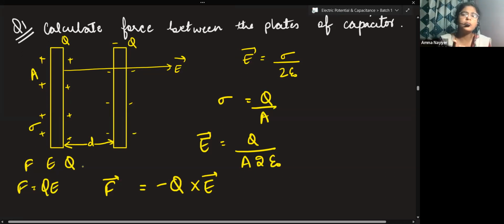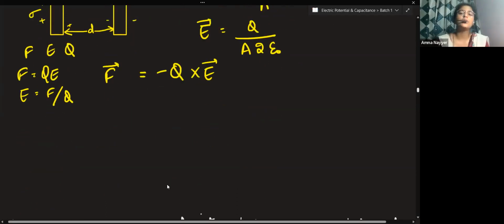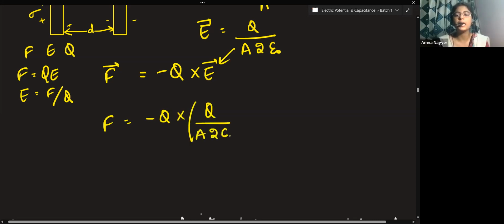This I think we all have done. Remember the formula of electric field I told you, force by Q. If you are able to recall it, so force will be equal to what? Put the formula of electric field from here. It will be minus Q multiplied by what? Q by A times 2 epsilon naught. So the formula of force you get is minus Q square by 2A epsilon naught.